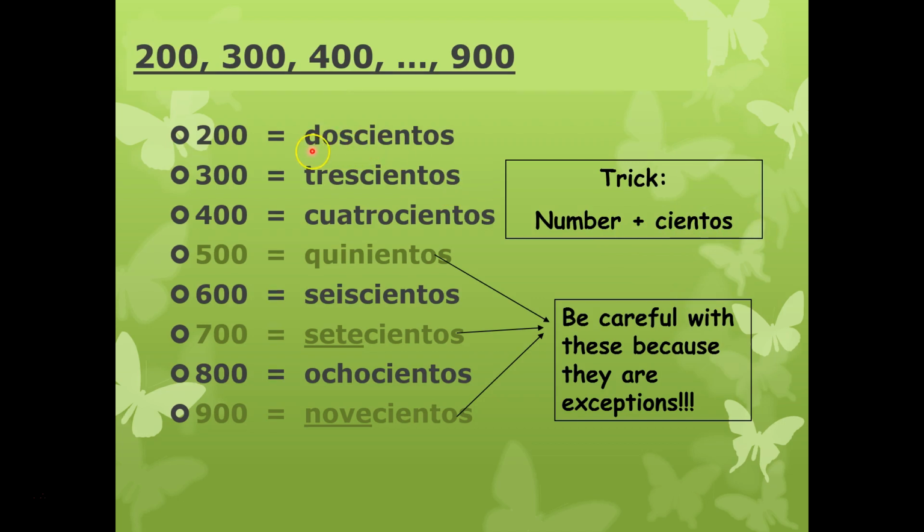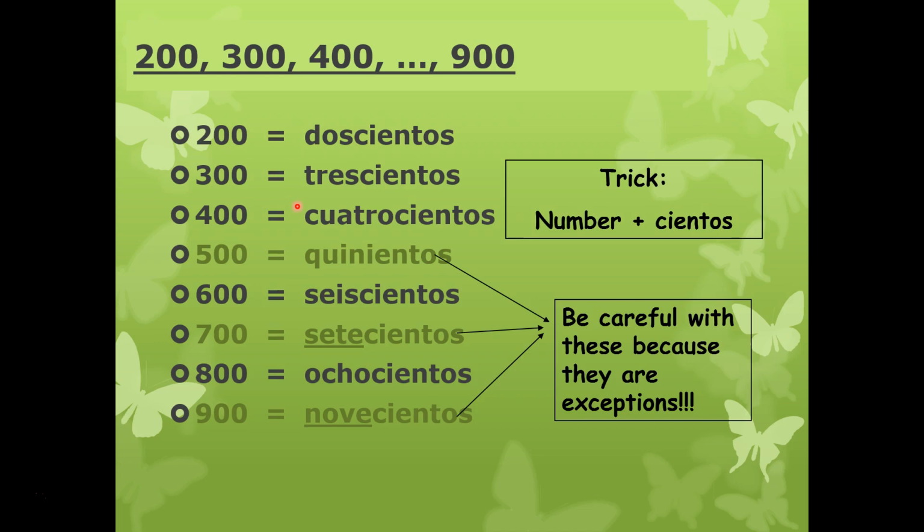Number dos plus cientos. So we have 200, which means 200. Yes, you're right. Same here. Tres, the number, cientos, which is, yes, 300. Now we have cuatro cientos, which is the number 400. Very good.